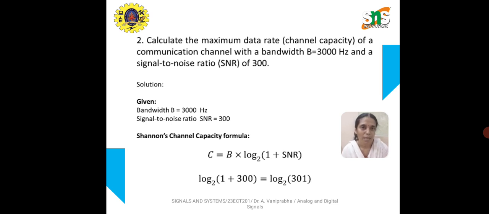First, identify the given parameters. Bandwidth B is given and also the SNR, 300. So as to find the channel capacity, we have to recall the Shannon channel capacity formula: C is equal to B into log base 2 of 1 plus SNR. The two things are given in the question itself, bandwidth and the SNR. First, we shall find log base 2 of 1 plus SNR. SNR is given as 300. Therefore, log base 2 of 301. Right.